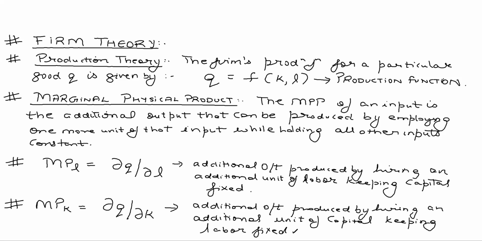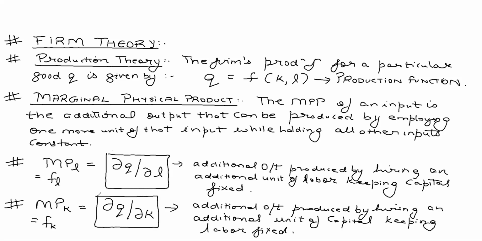Remember the lecture which we are following, MPL is denoted by FL. FL is nothing but del Q by del L. And MPK is denoted by FK, F subscript K, which is nothing but del Q by del K. So I hope all students are clear with the production function and the concept of marginal physical product.